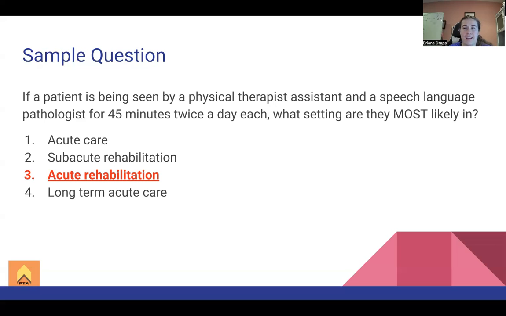Then long-term acute care, that patient is probably only being seen for like 20 minutes. So that's a big thing. 45 minutes, twice a day, for each of those 2 professions. That's definitely going to be acute rehabilitation. It's important to know the names, because you'll see all of these have the word acute in it in some capacity. What's going on? Just make sure you know the difference between the words. The words are what's going to trip you up. It's pretty easy to understand what's happening in each setting once you look at it, but how the boards write it, everything has the word acute in it for the hospital stays.